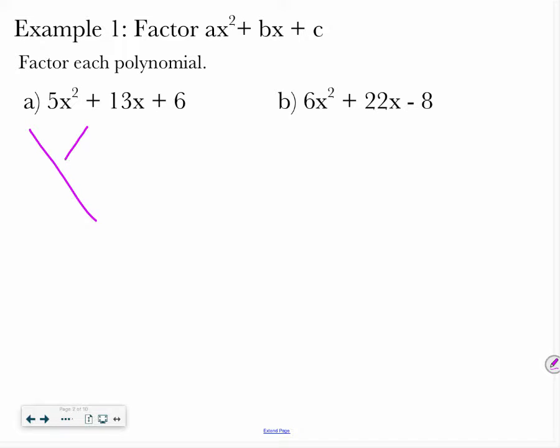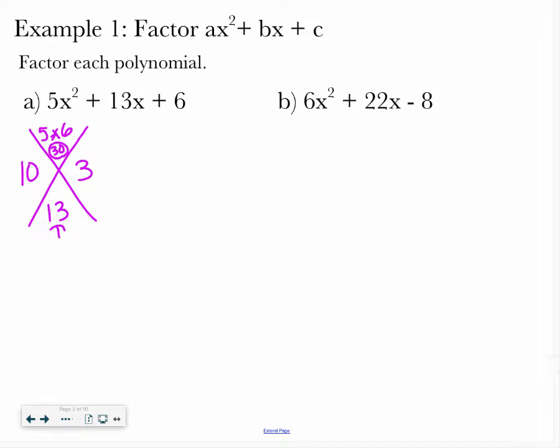So we're going to keep our x method, and on the bottom is still your b term, but on the top it's going to change a little bit. It's going to be whatever your coefficient is times your last number. Yesterday it was just whatever this last number is. Now we're going to multiply it by whatever that first number is, okay? So we have 5 times 6, and that means we're looking for a product of 30 and something that adds to 13. So if I do 10 and 3, I know that will get me to what I'm looking for.